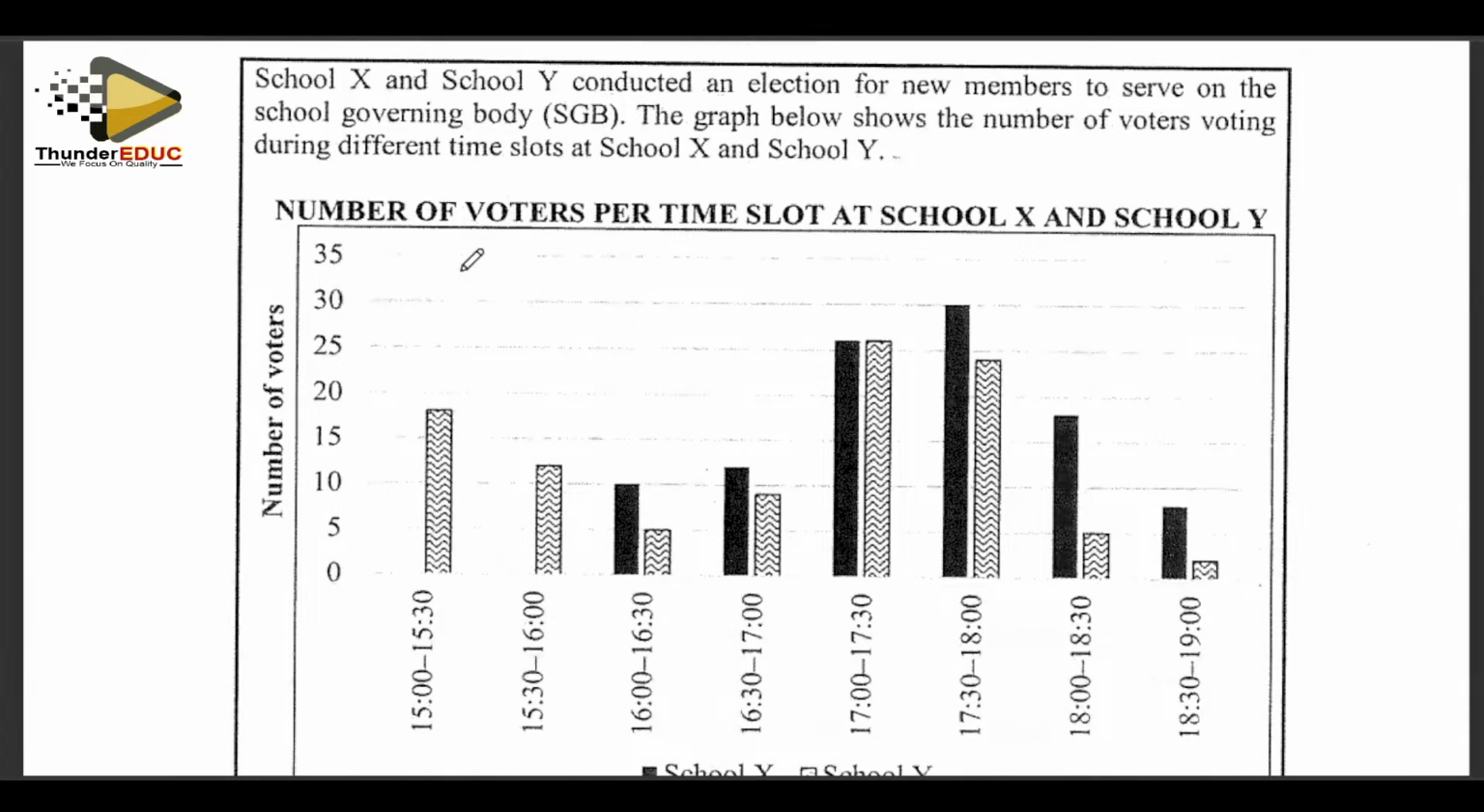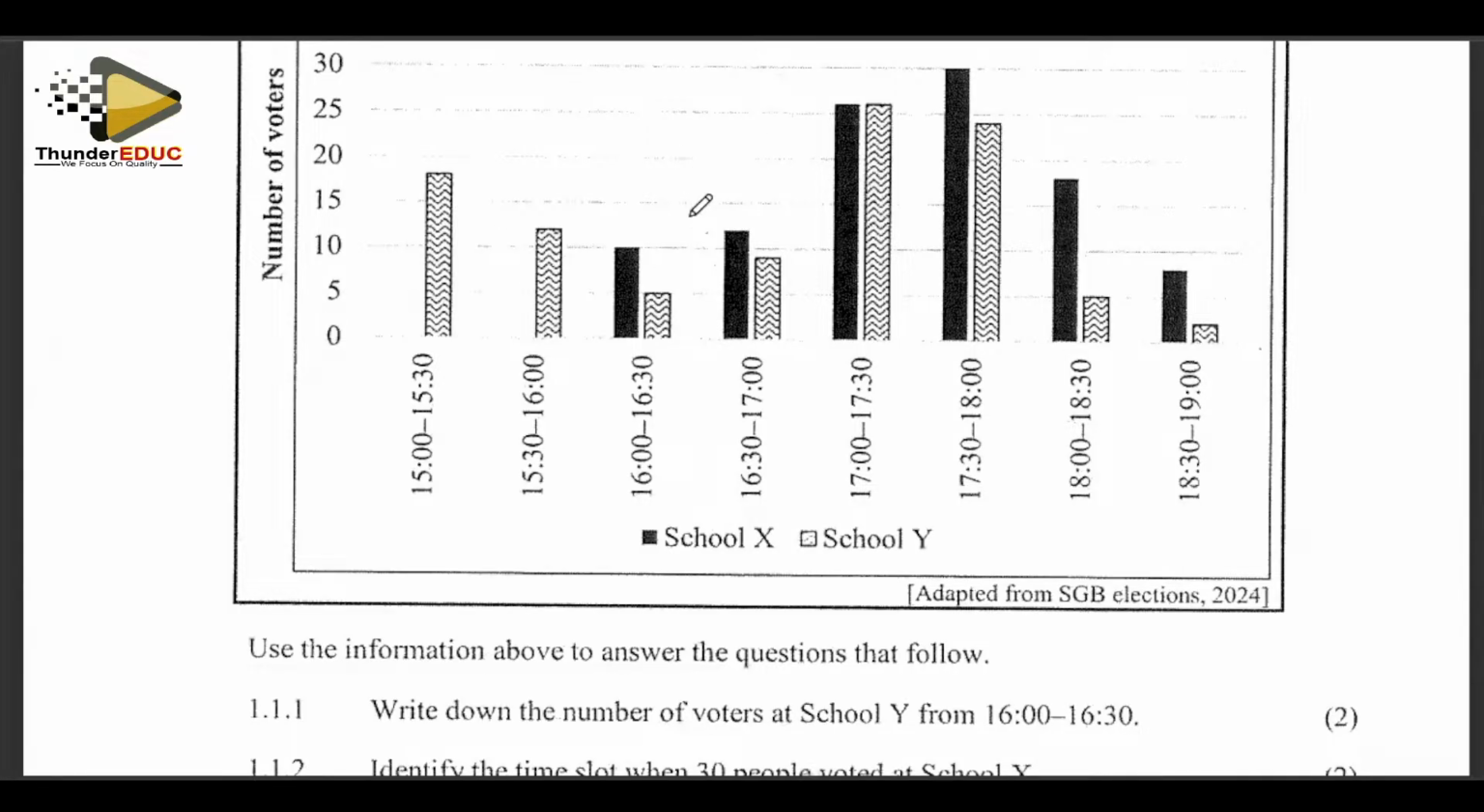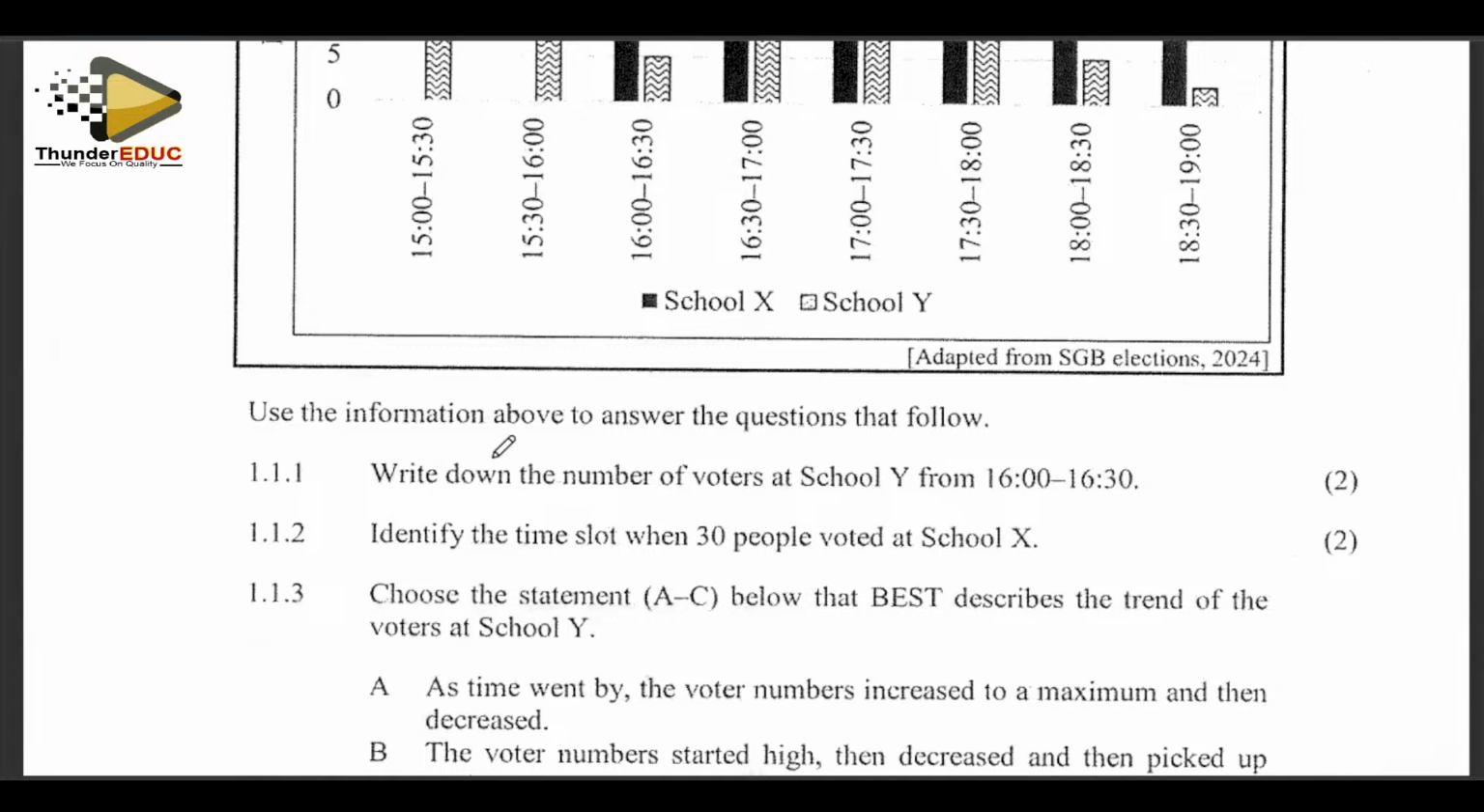Question number 1, school X and Y. School X and school Y conducted an election for new members to serve on the school governing body. The graph below shows the number of voters voting during the different time slots at school X and Y. Number of voters per time slot at school X and Y. And here we have the graph. These were the times and these were the numbers.